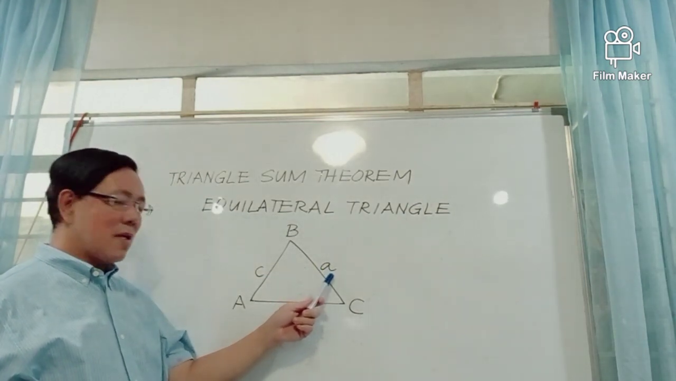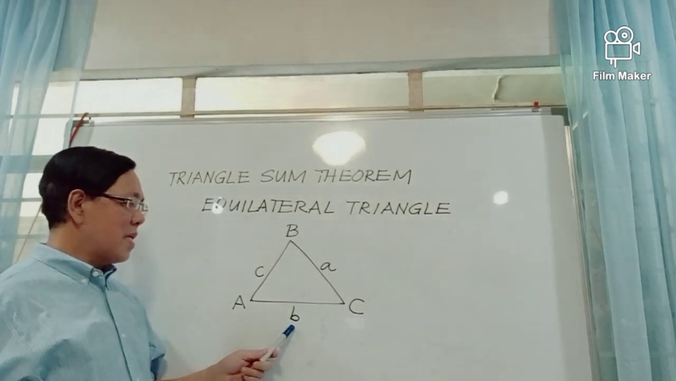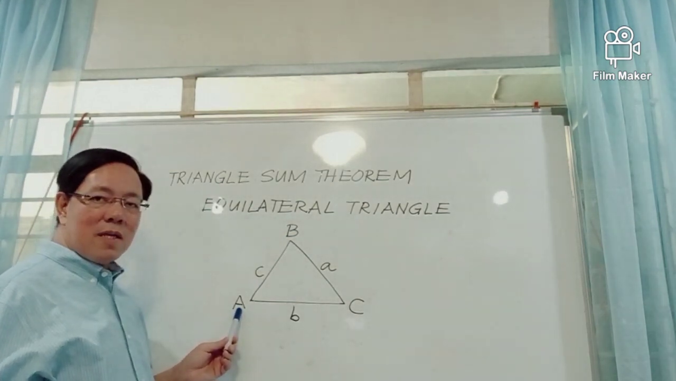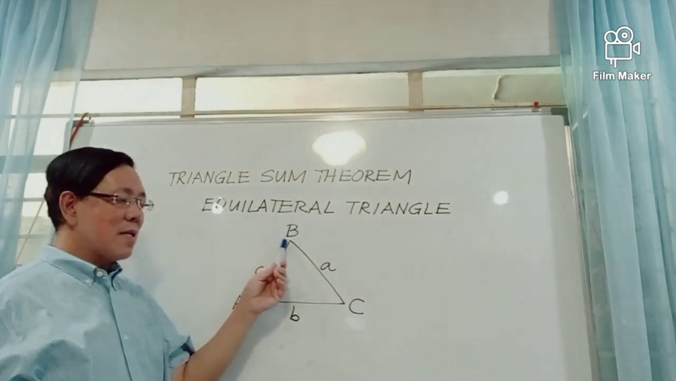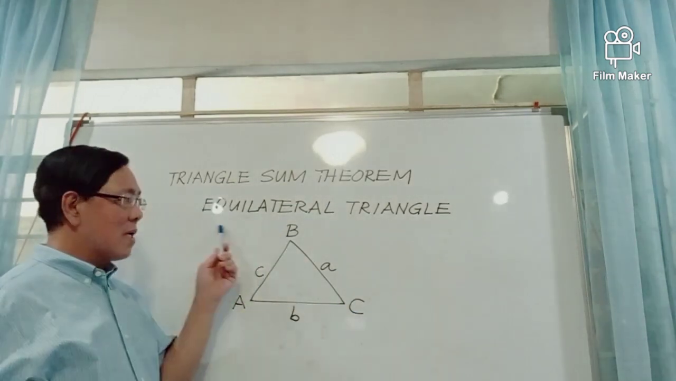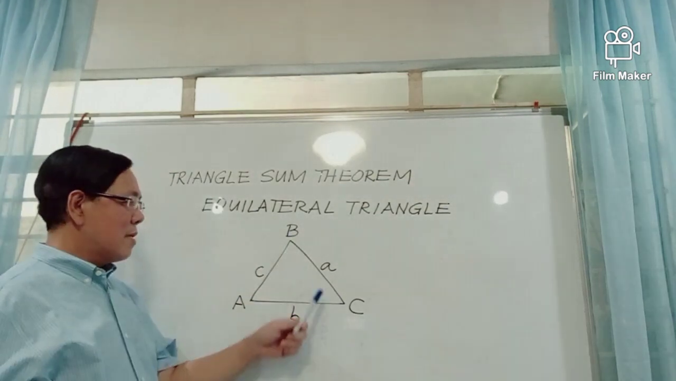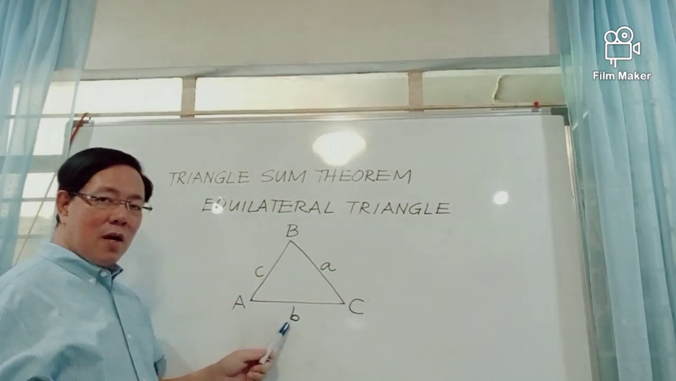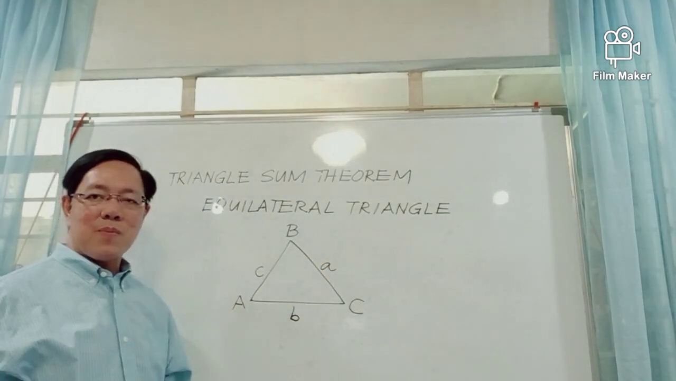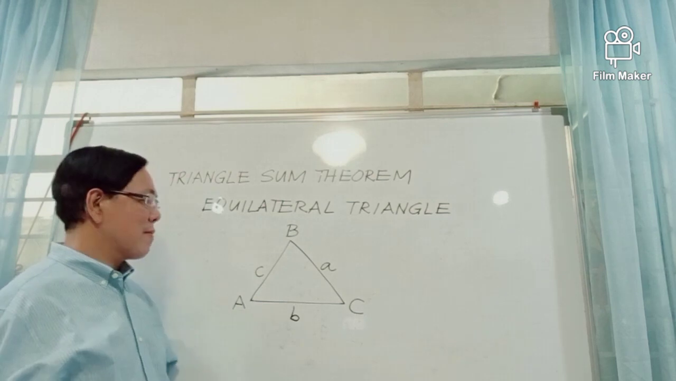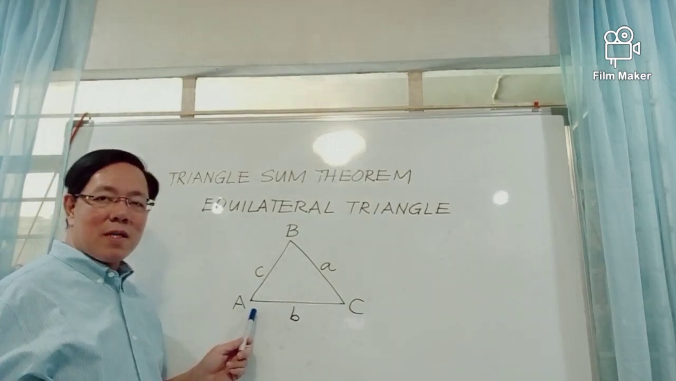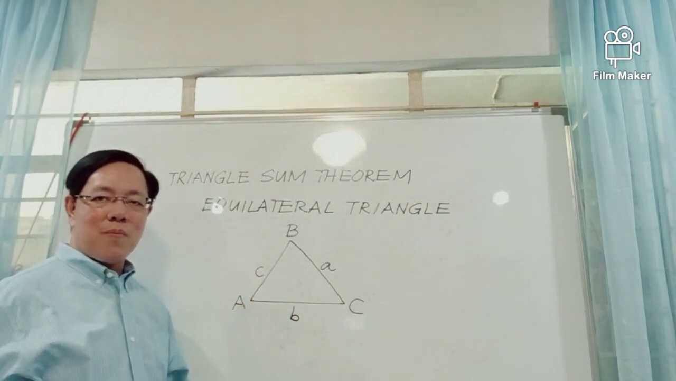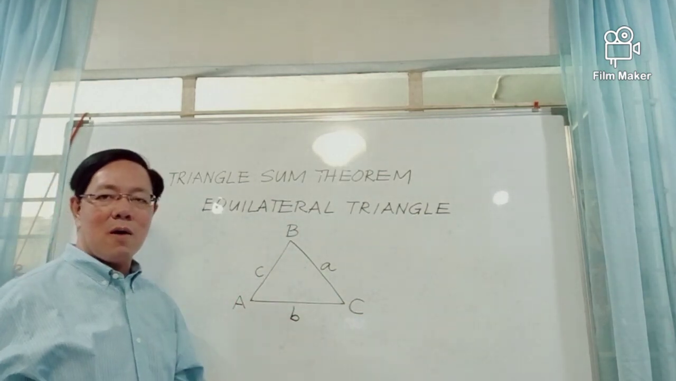The three sides, small letters a, b, c, and the three angles, angles A, B, and C. But an equilateral triangle has the property that the three sides are equal. The three sides are congruent. When the three sides are congruent, it means the measures of the three sides are equal. And the second property of an equilateral triangle: the three angles are congruent, which means that the measures of these three angles A, B, and C are also equal.